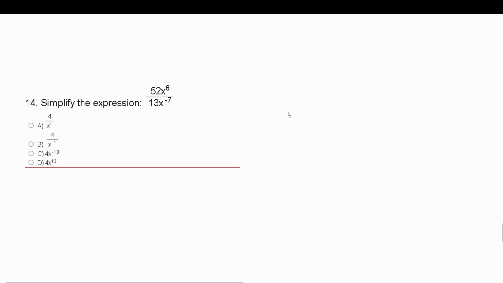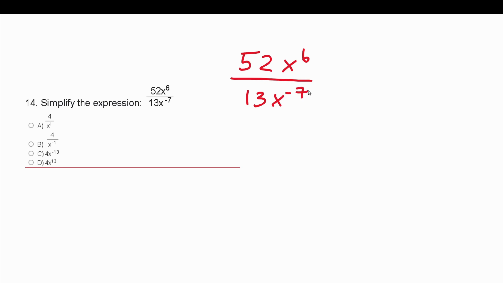Number 14 says simplify the expression. We have 52x to the sixth over 13x to the seventh. So I'm going to copy this one down. We have 52x to the sixth over 13x to the negative seventh. Right off the bat, we should realize that 52 over 13 is 4. Again, that's division. 52 divided by 13 is 4. So we just took care of our whole numbers.